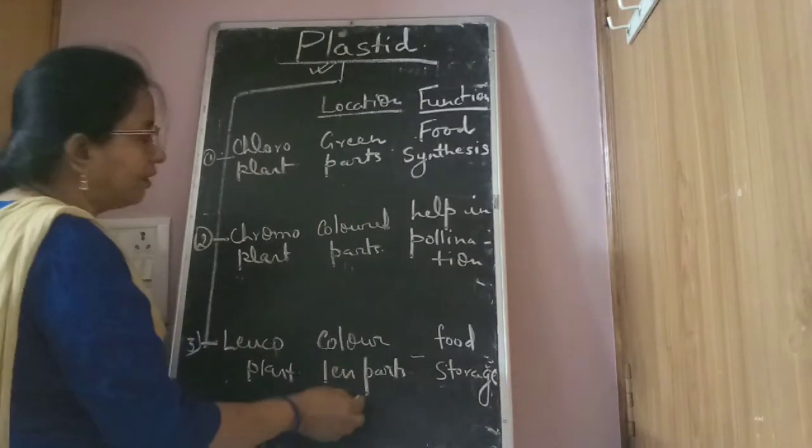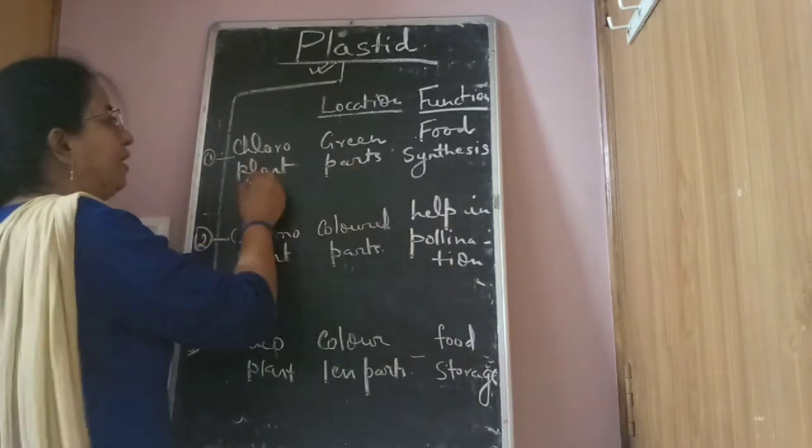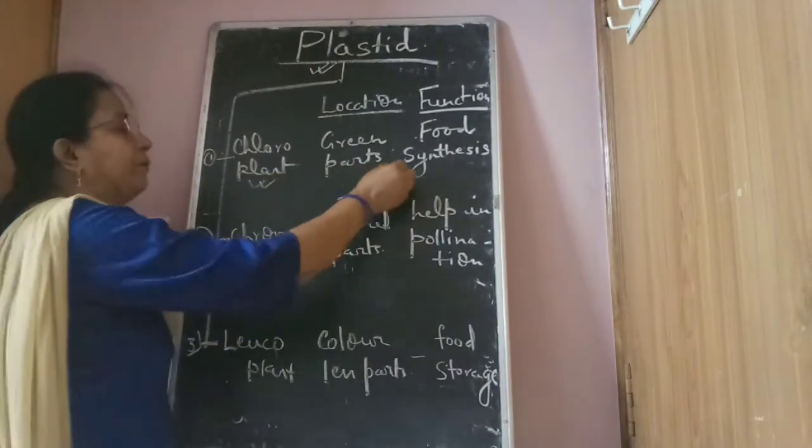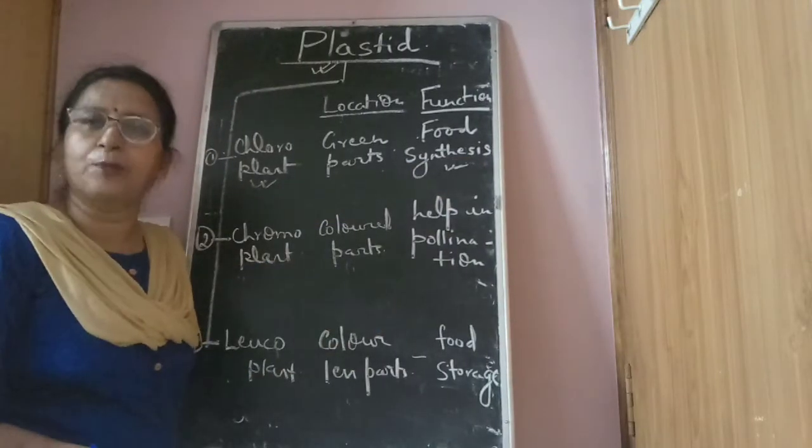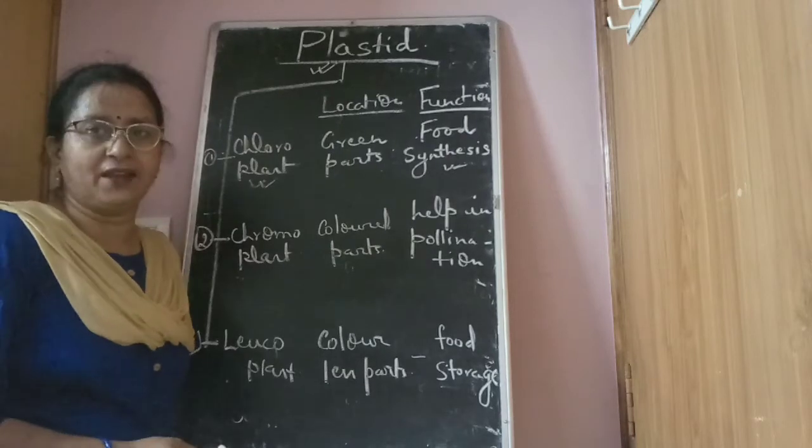It performs different roles. Look at here. What is the role of chloroplast? It synthesizes food. By which process? By the process of photosynthesis.